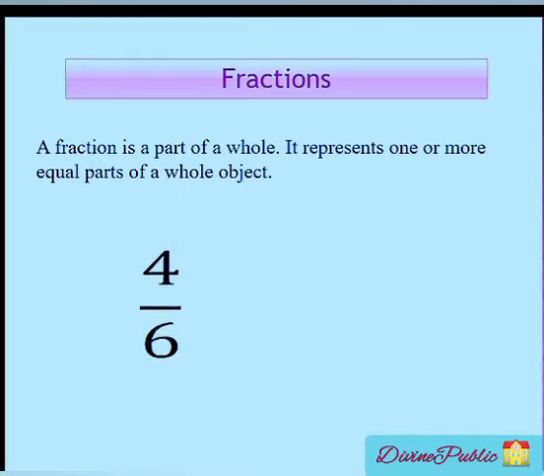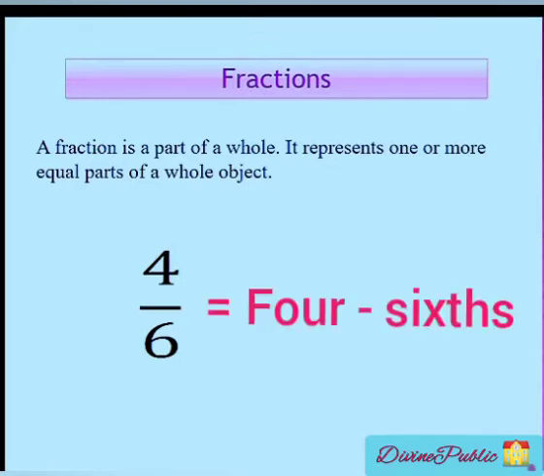The number above the line is called the numerator. It indicates the number of equal parts considered. The line is called the fractional bar. The number below the fraction bar is called the denominator. It indicates the total number of equal parts into which the whole is divided. Dear students, while writing this number in words, we have to write 4 6.